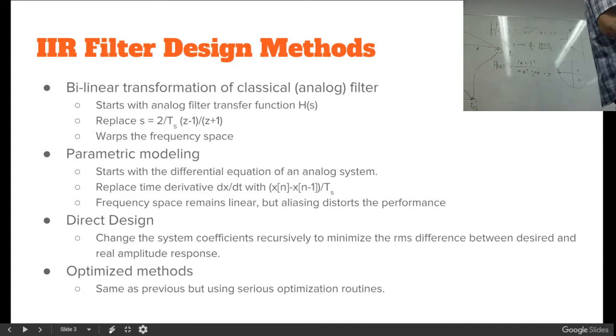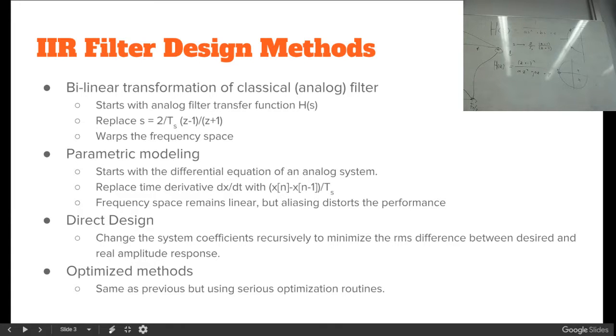bilinear transformation. So just replacement of the S with 2 over Ts times z minus 1 divided by z plus 1. Easy to do even with pen and paper, as long as you have the correct kind of filter designed the analog way first.